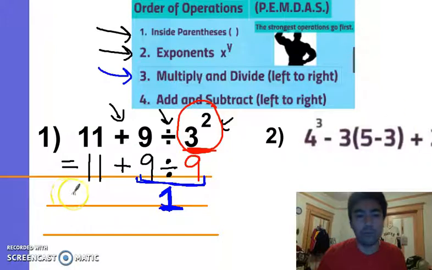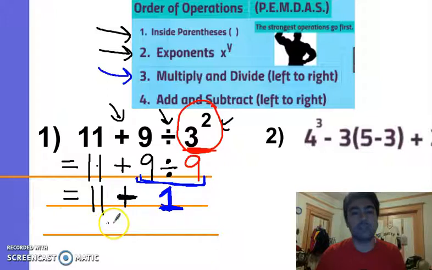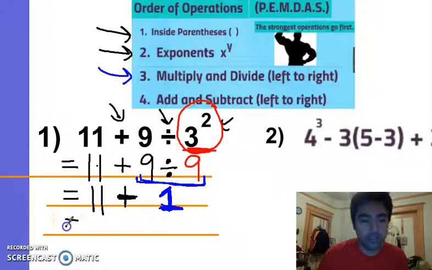And now I'm going to copy everything down. This is an 11. I'm copying the 11 and I'm copying the plus. So now all I'm doing is changing this expression. What is 11 plus 1? 11 plus 1 is 12.